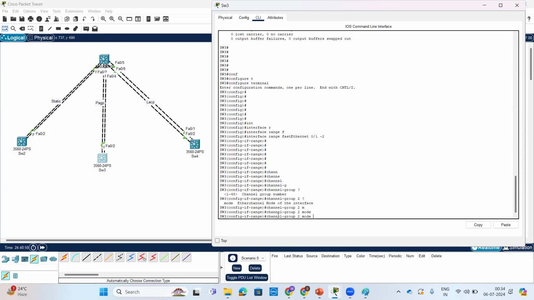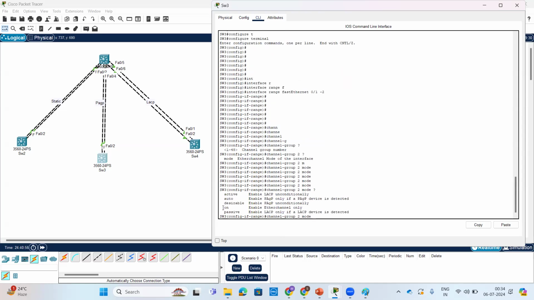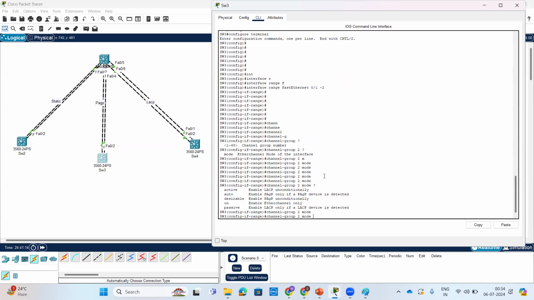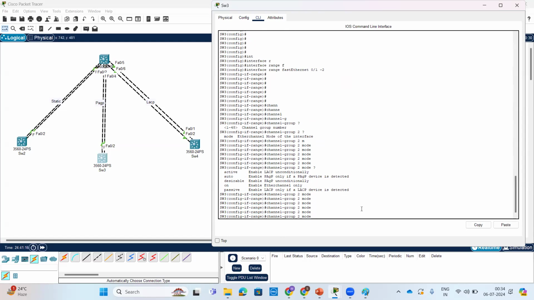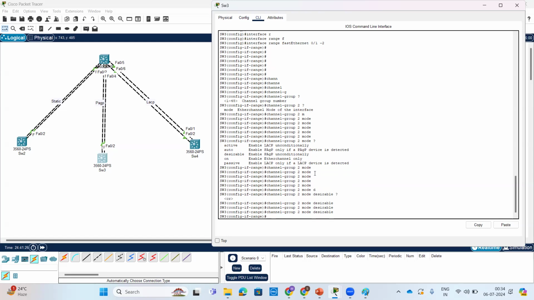Here you can take the mode. Which mode? Mode on means statically configuring, and active and passive are the LACP modes, and auto and desirable are the PAgP modes. Whichever you are enabling, based on that the EtherChannel will be formed. Simple: select the mode. Earlier we used the PAgP protocol and enabled desirable. Likewise, we enable. Before that, I'll remove it once and show you that.